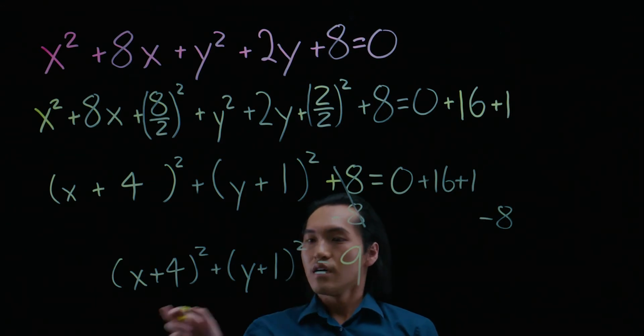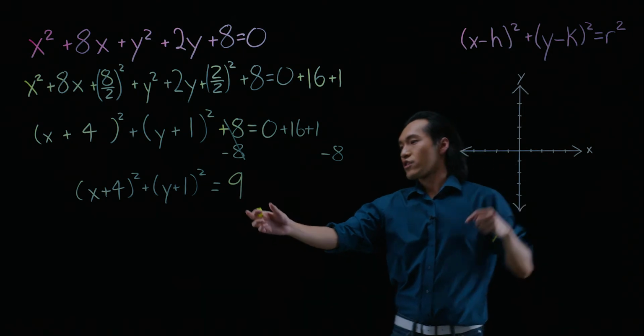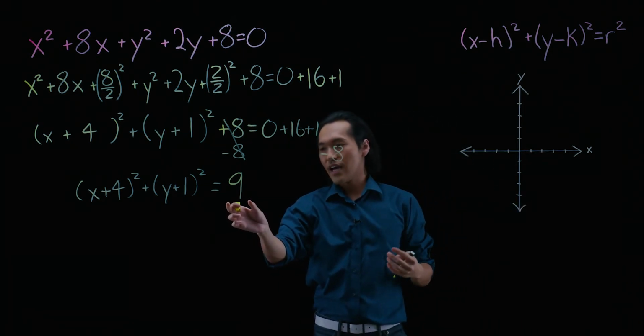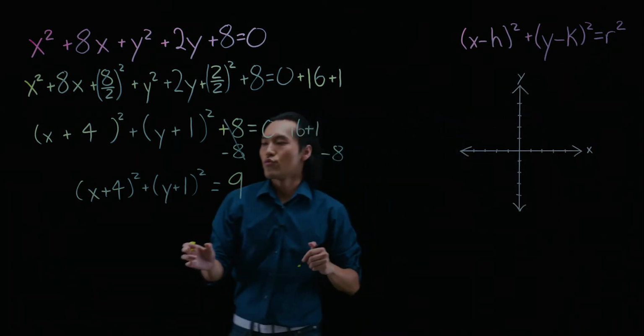And of course, we want to take this and rearrange it to meet this format. So we can take the square root of 9, which is 3, and just set it as 3 squared. That way we can tell what the radius is.